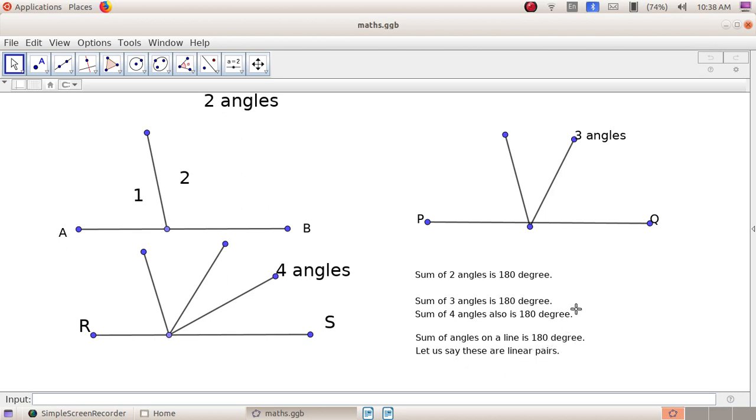Let us say these are linear pairs. So from these pictures we understand the concept that the sum of the linear pairs is 180 degree. Look, if we connect PQ like this, we get a protractor, and the angle on the protractor is 180 degree. So here also, if we add all these four angles, we get 180 degree, and this also, if we add, we get 180 degree. So the angles formed on the same line, the sum of these angles is 180 degree.